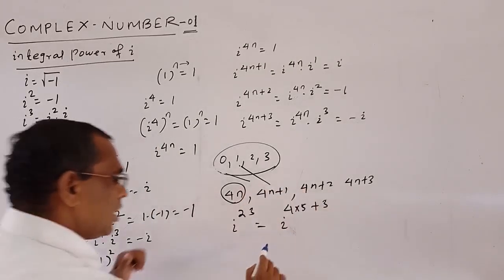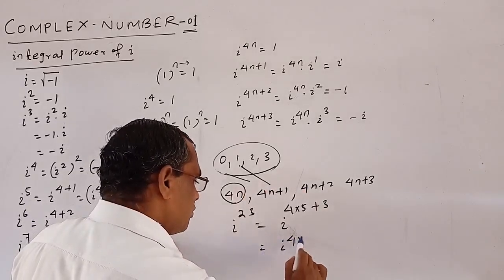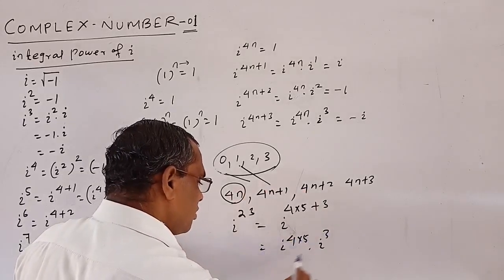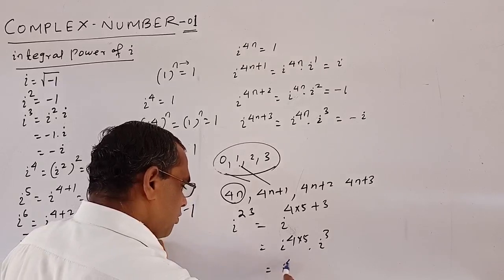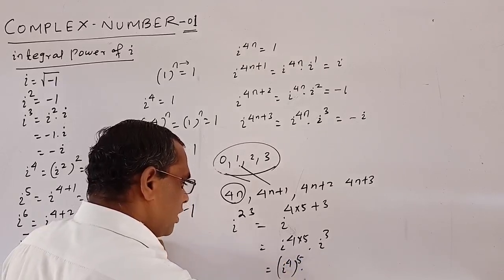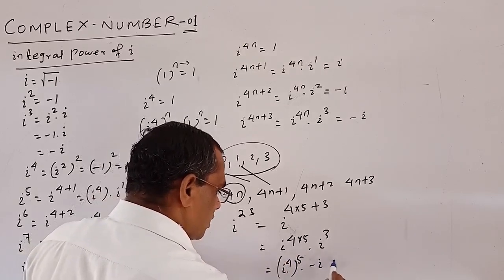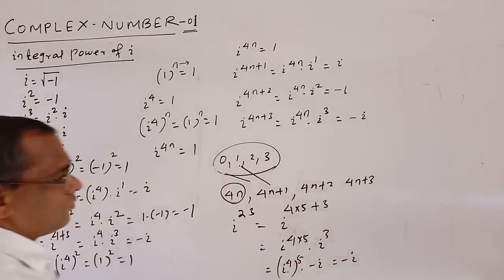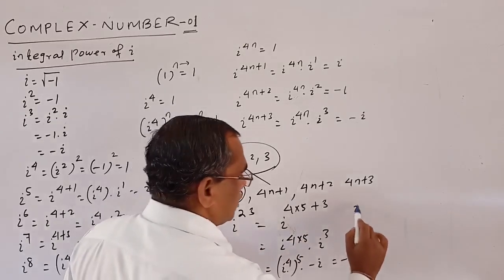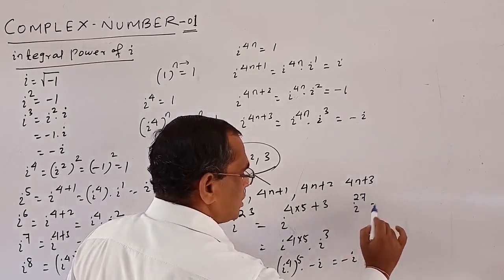And this is i to the 4 into 5 into i cube. 4 into 5 means i to the 4 power 5 times, into i cube, this is minus i, and 1 to the power 5 is 1, and this is equal to minus i. Suppose i to the power 27.